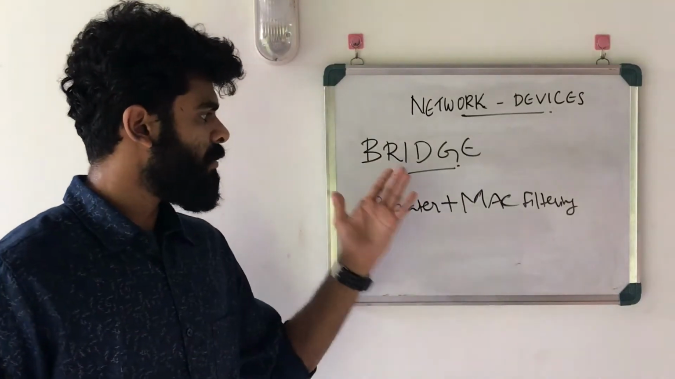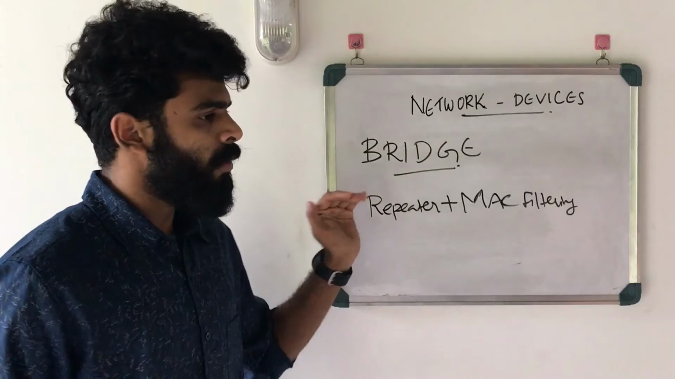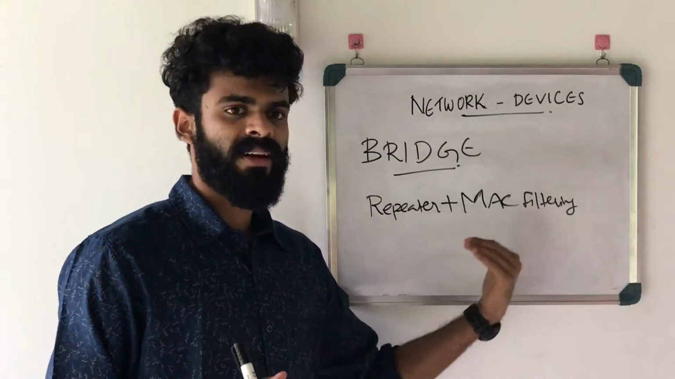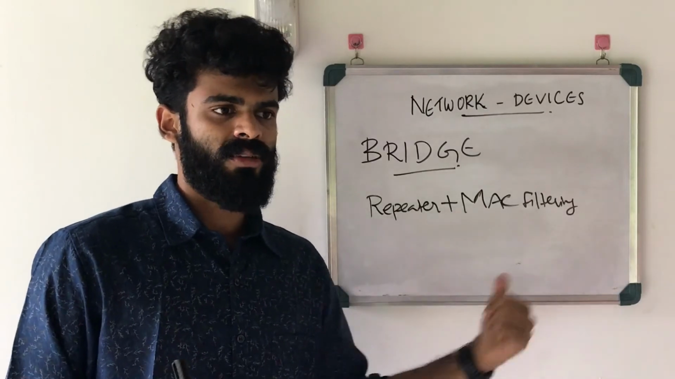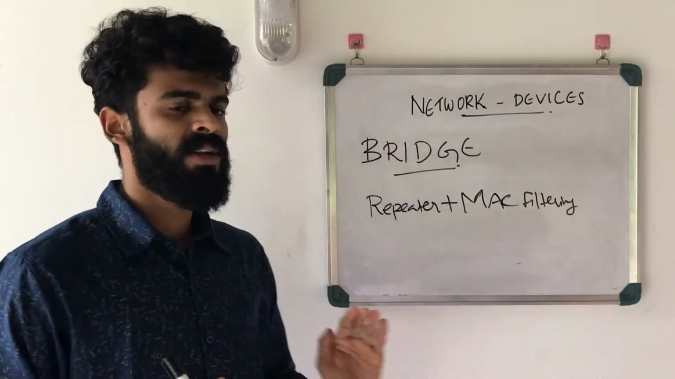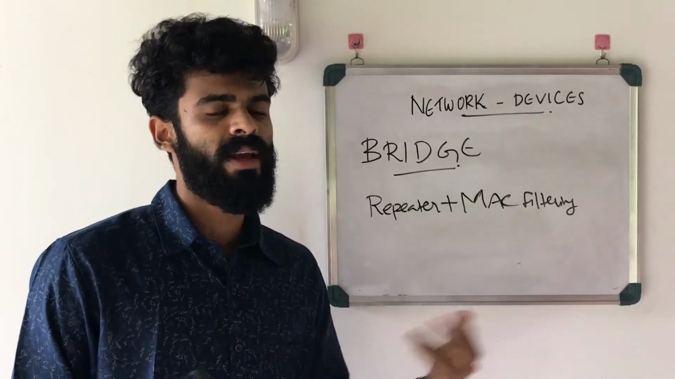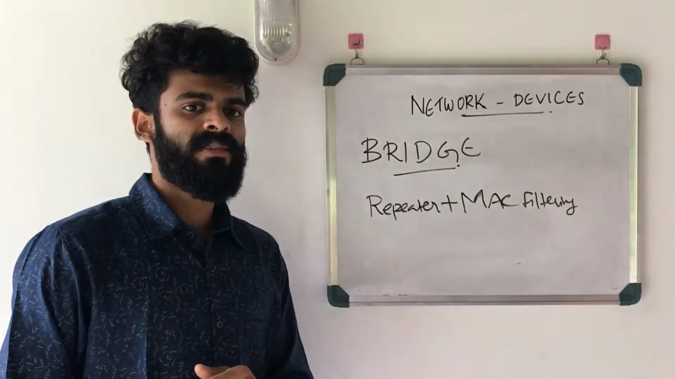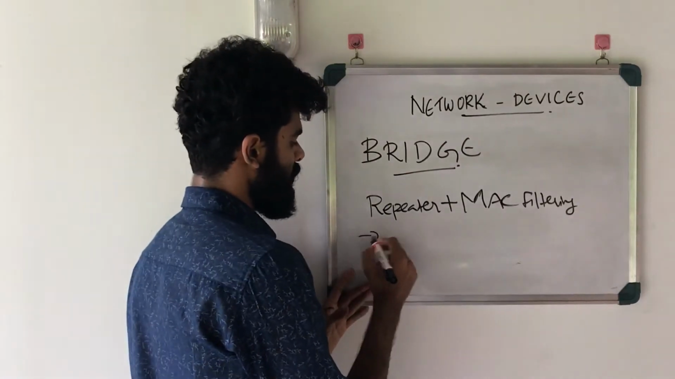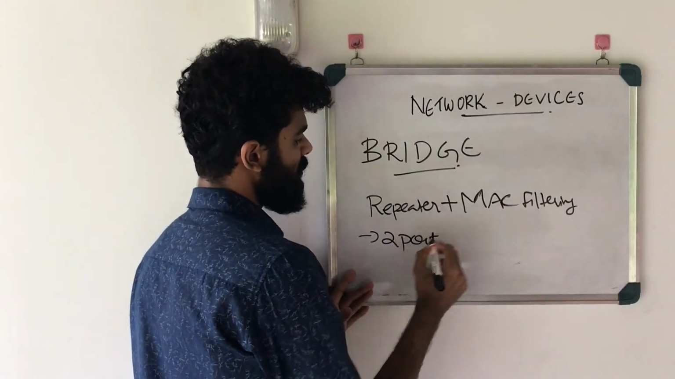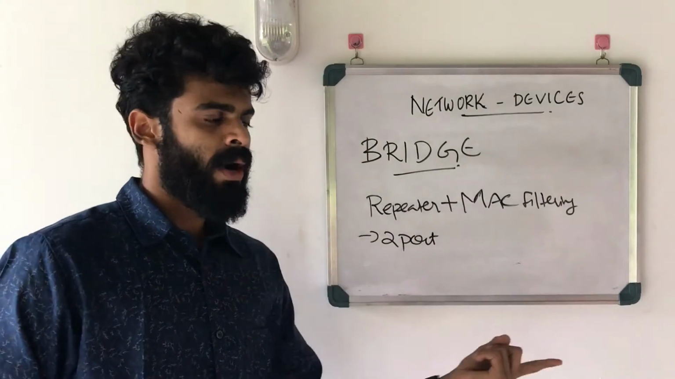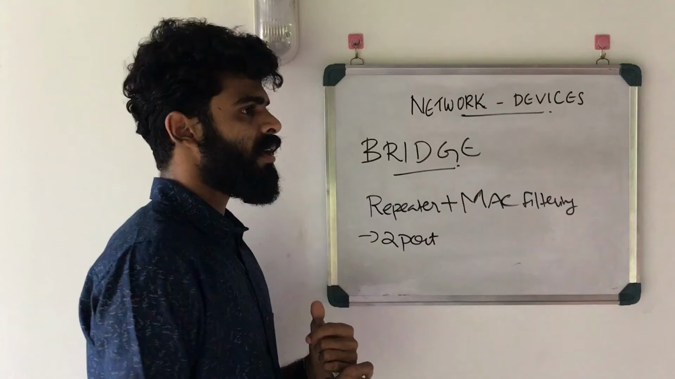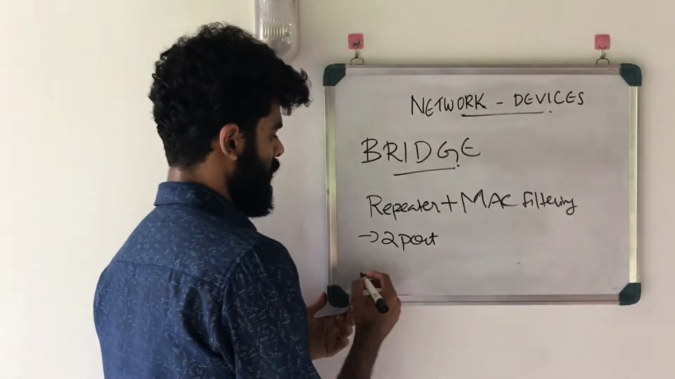And here in bridge, it performs the duty of a repeater along with filtering these nodes. That is, bridge has the ability to restrict or allow any computer based on the MAC ID. Another thing to note is that bridge is a two-port device, which means data comes in through one port and goes out through another port. And also it acts on the data link layer.